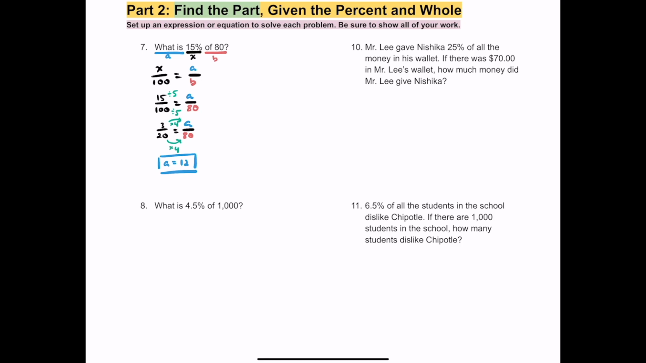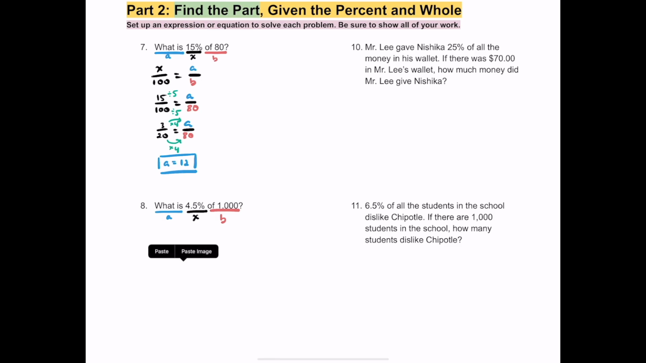In number 8, it says, what is 4.5% of 1,000? So for the what is, we don't know the part. That's going to be our a value. It says 4.5%, so any percents are going to be our x values. X will equal 4.5. And then finally, it says of 1,000. So that's going to be our b value once again.